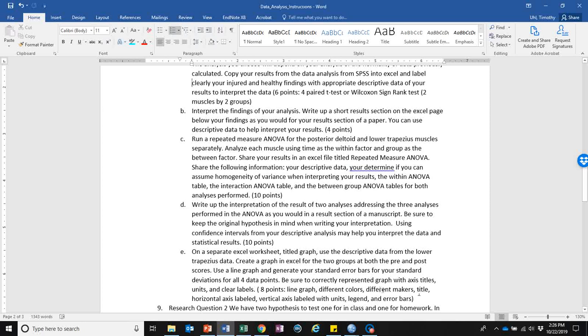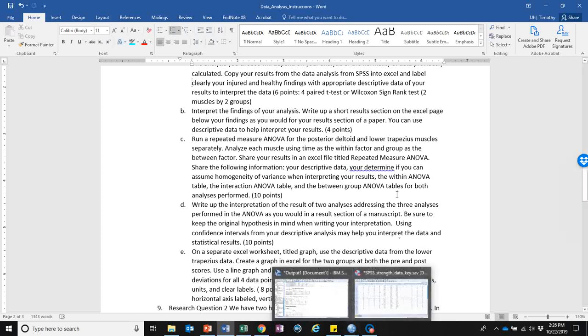So different colors, different markers. I haven't showed you the markers. Title, horizontal axis, vertical axis, labeled with units, that was pounds. The legend defaulted coming up. You can move where the legend goes, and now I need to show you error bars.